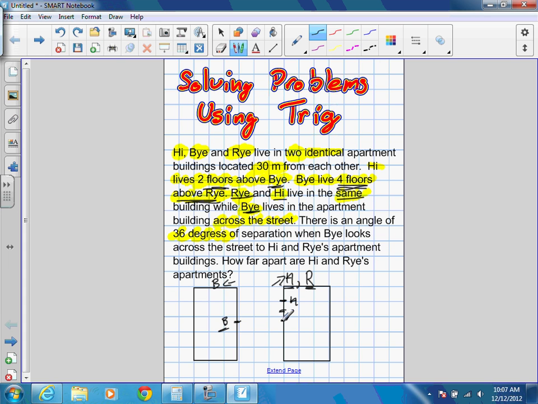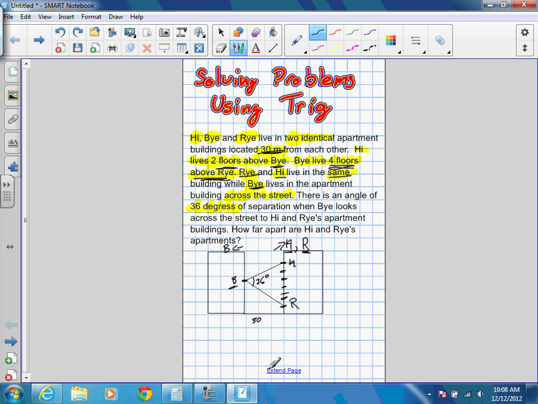So if this is the floor, we're talking about 1, 2, 3, 4. That's where Rai lives. They also said there's an angle of separation when Bai is looking at both of their houses of 36 degrees. So we know that this will be 36 degrees. And at the very beginning of the question, they said the buildings are 30 meters from each other. So we know from here to here is going to be 30 meters. So here's all our information. Let's zoom in and see if we can make sense of this.